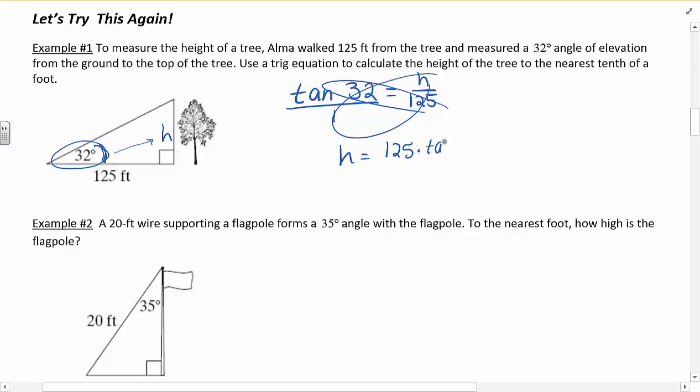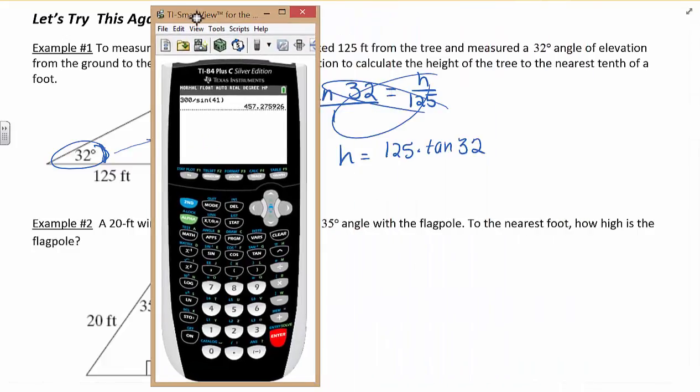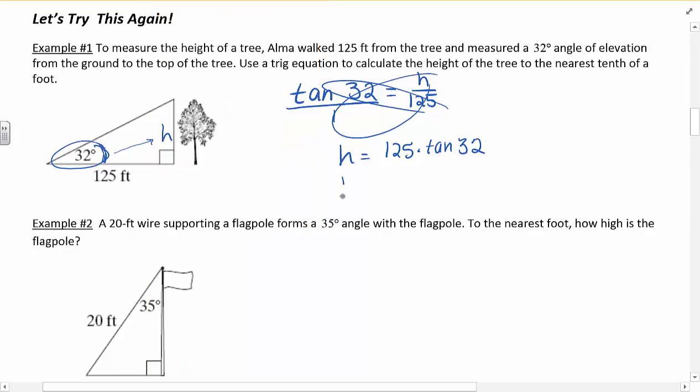Cross multiply, h times 1 is h. 125 times tan 32. And I'm just going to type that in the calculator. So I have 125 times tan 32. And I get 78.1. It says nearest tenth, so 78.1 it is.